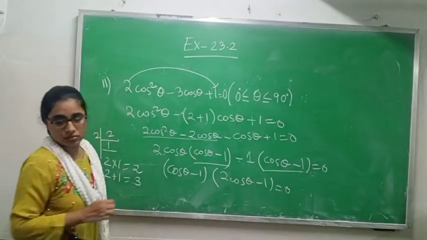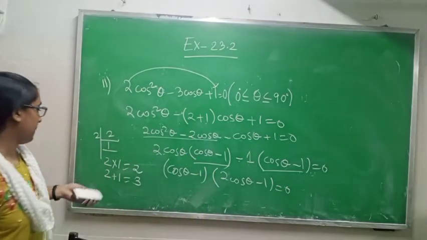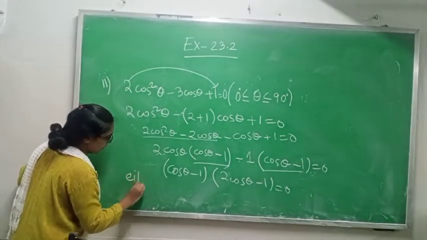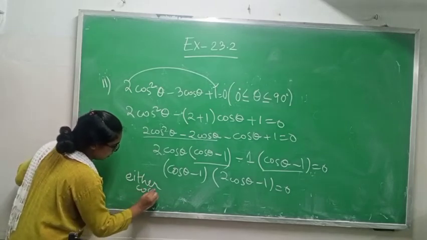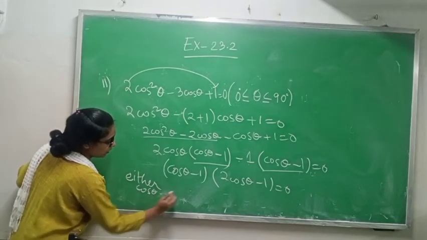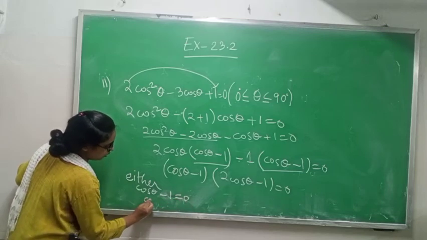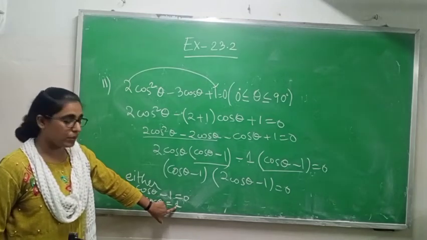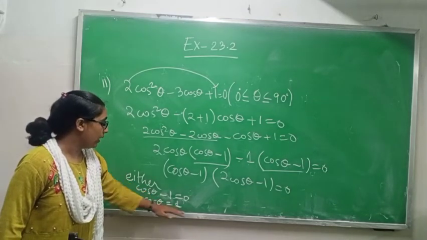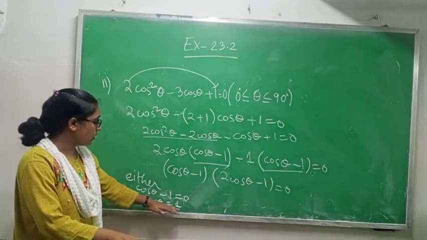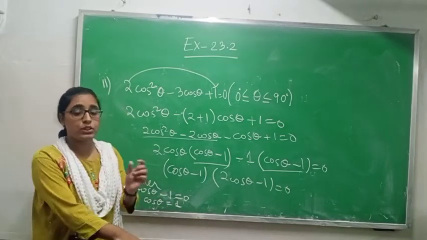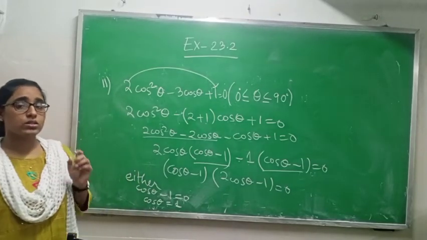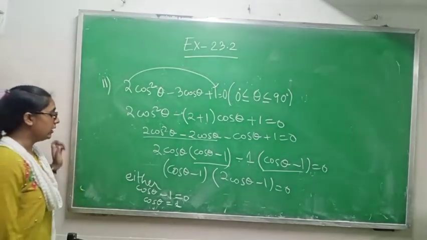Now you will do either-or. Either cos theta minus 1 equals 0 or 2 cos theta minus 1 equals 0. So cos theta minus 1 equals 0: minus 1 comes to this side and becomes plus 1, so cos theta equals 1. Now in place of the value 1 you have to write an angle. In which angle is cos theta equal to 1? Cos is 0 at angle 90 degrees.